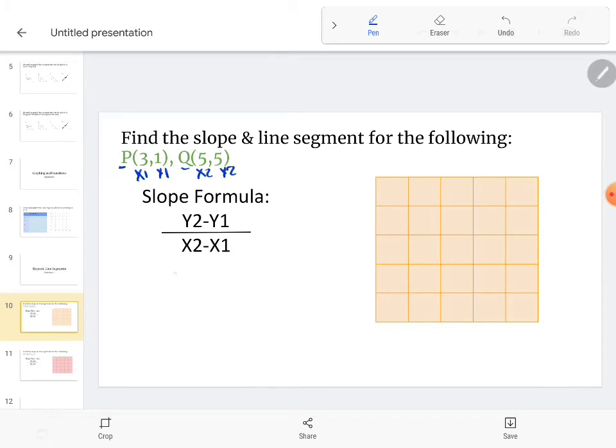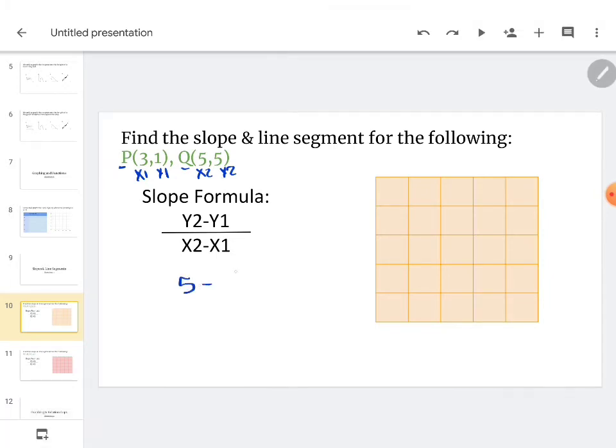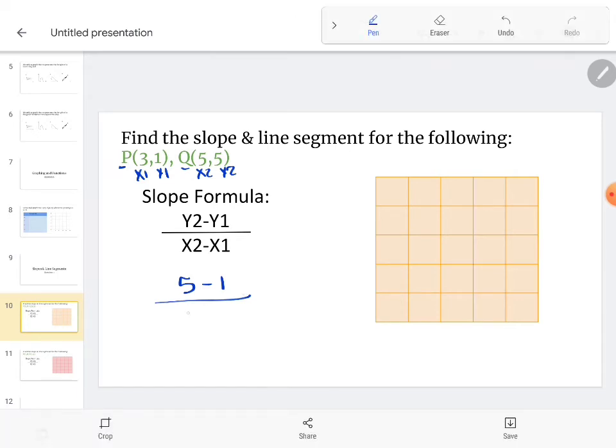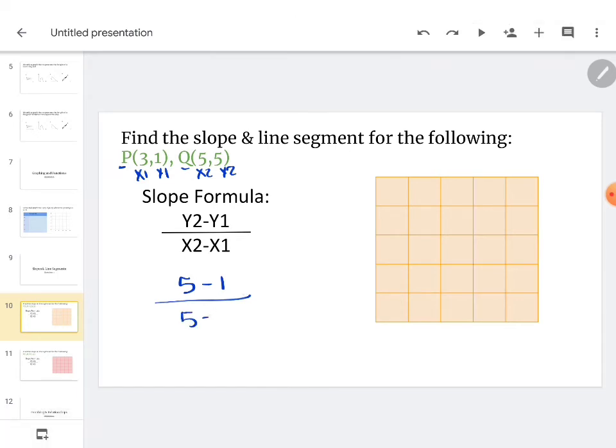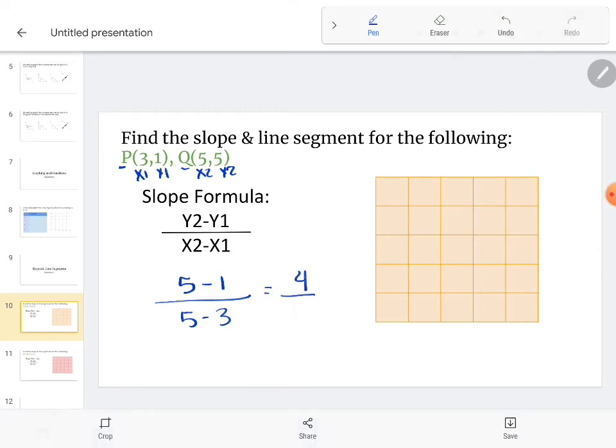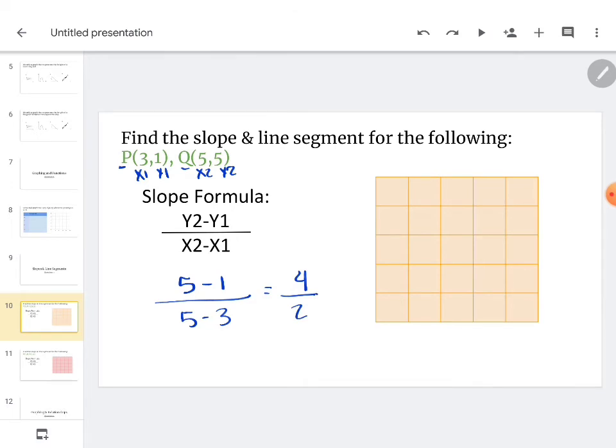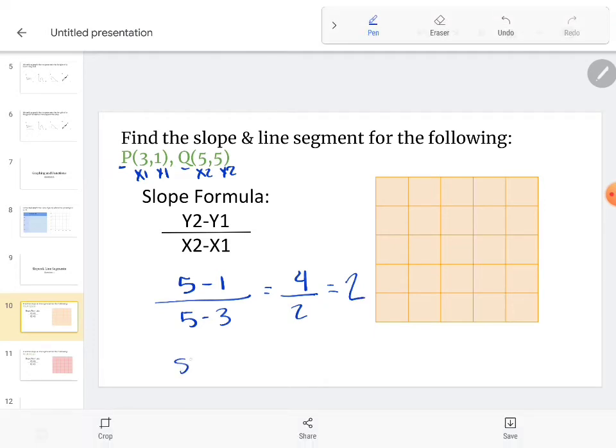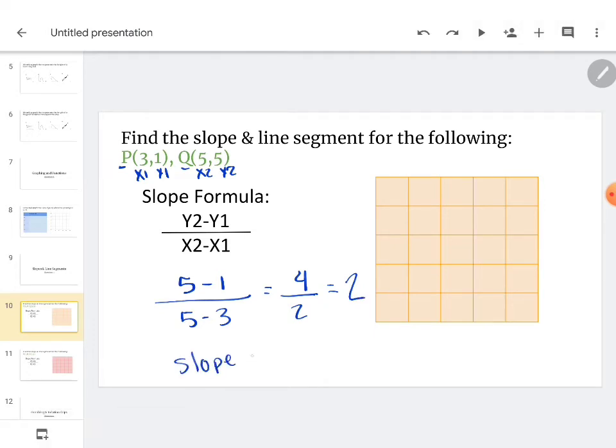Our y2 is 5 minus y1, which is 1, over x2, which is 5, minus x1, which is 3. So 5 minus 1 is 4. 5 minus 3 is 2, which means if we were to simplify this, our solution would be 2. So our slope is going to be 2.